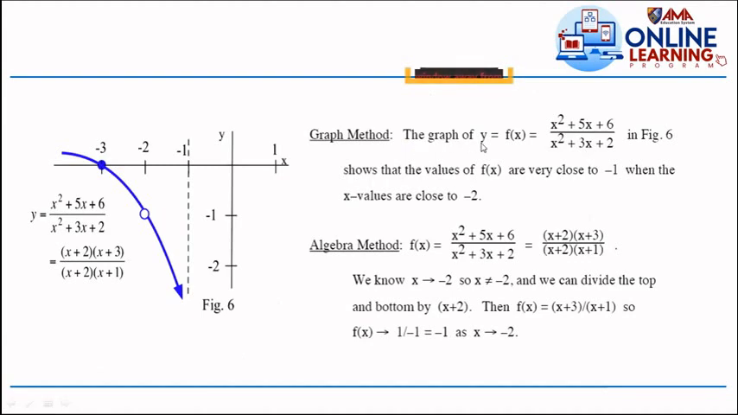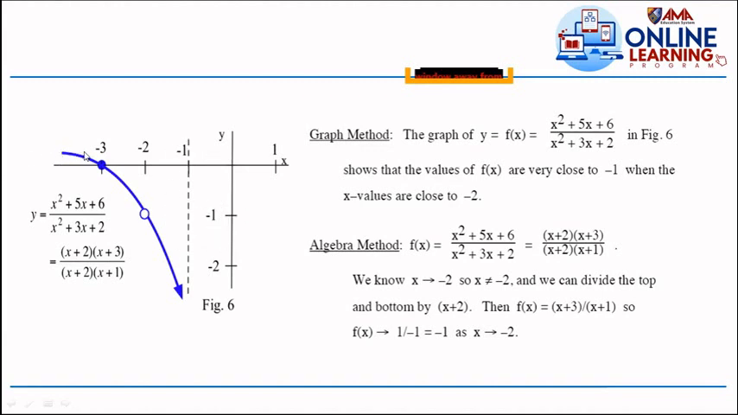Okay, so this is your graph method, no? So the graph method of y is equal to the function of x equal to x squared plus 5x plus 6 divided by x squared plus 3x plus 2 in figure 6 shows that the values of the function of x are very close to negative 1 when x values are close to negative 2. So this is your x and y axis. Since our value is negative 2 for the x, which means we are located on the third quadrant. So this first, second, third, and fourth quadrant. In your third quadrant, we have the value of x is negative, and the value of y is also negative.